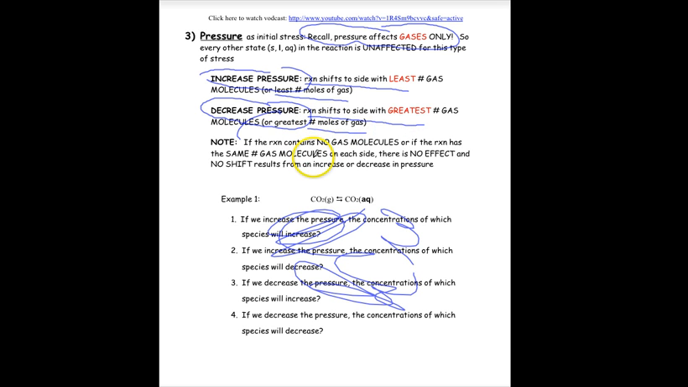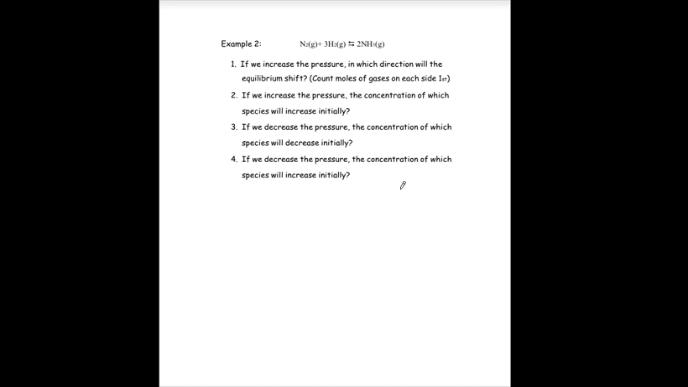Now, is it possible to have the same number of moles on both sides? In other words, for the coefficients on the left side to equal the coefficients on the right side? It is. If that is the case, then changing the pressure has no effect on the reaction, so the reaction will not shift into the left or the right. So I'm going to skip that example because that's not a good example and go on to this one. This is a good example.